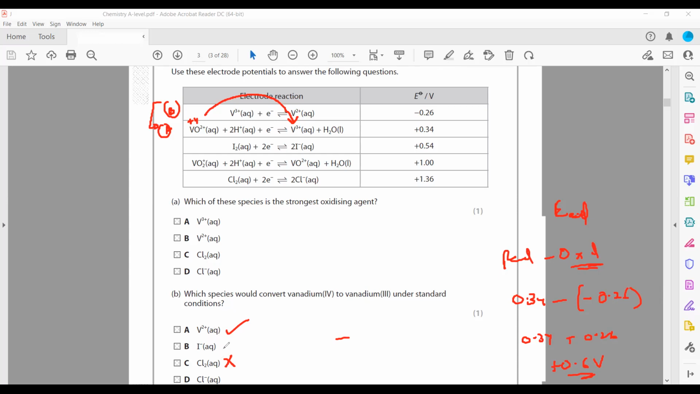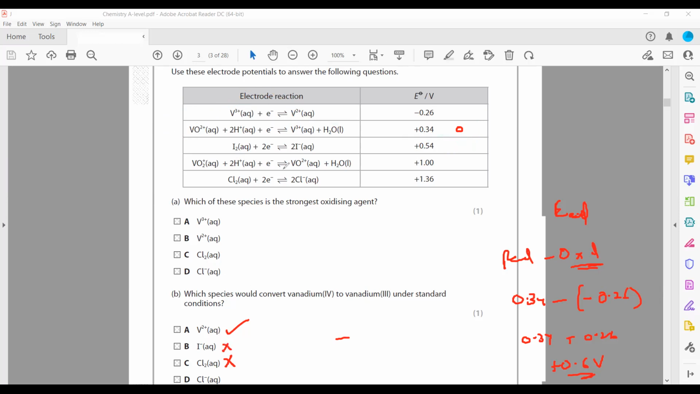But what about iodide? When we check for iodide, if there is a reaction between iodide, so this one is A, this one is B. When we compare these two equations, this one has the higher potential. So for this one reduction happens, and for the other oxidation happens. It means vanadium 3 will turn into vanadium 4, so that is not possible. We don't want that. So that's why iodine cannot be used.